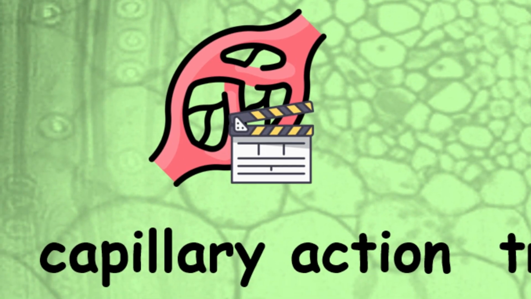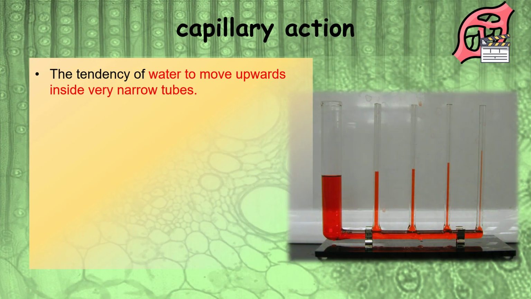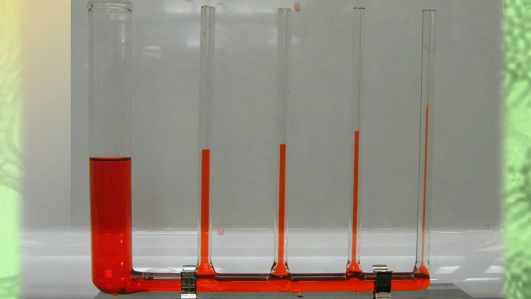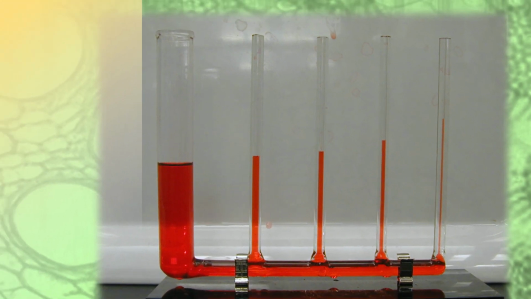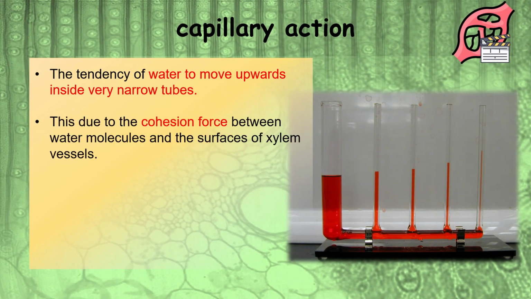Capillary action is another minor factor that helps in the transport of water up the stem. This is the tendency of water to move upwards inside very narrow tubes. The narrower the tube, the higher the water will move, as you can see from the diagram. Water travelled up the most in the narrowest tube. Capillary action arises from the cohesion force between water molecules and the surface of the xylem vessels.